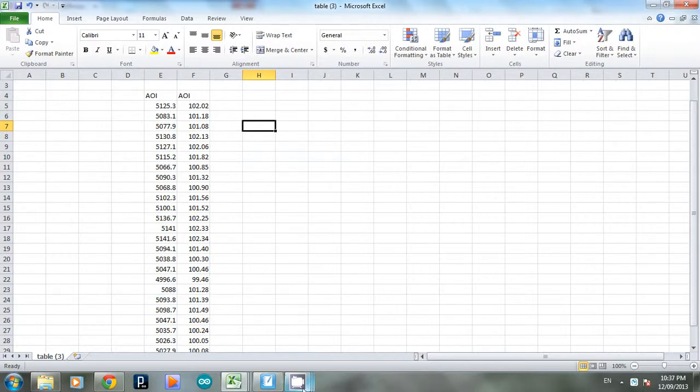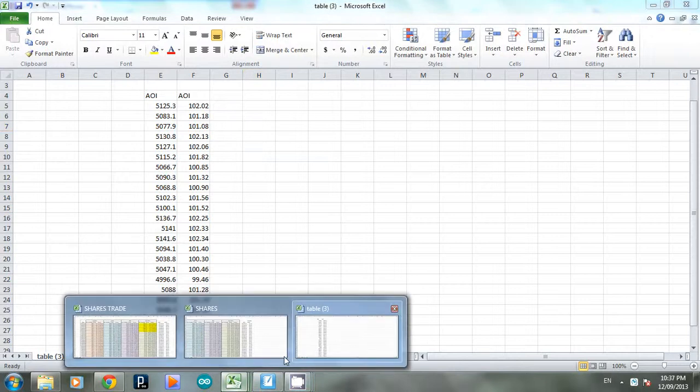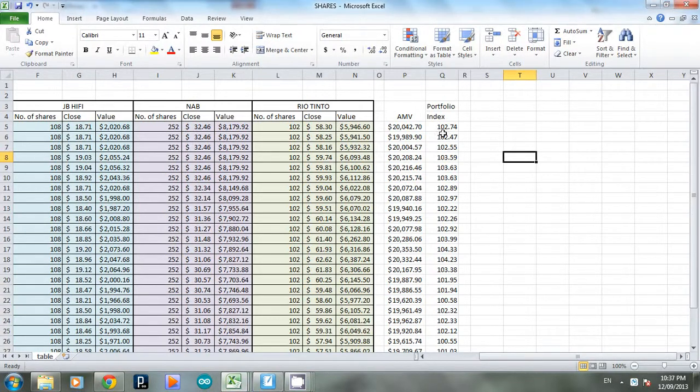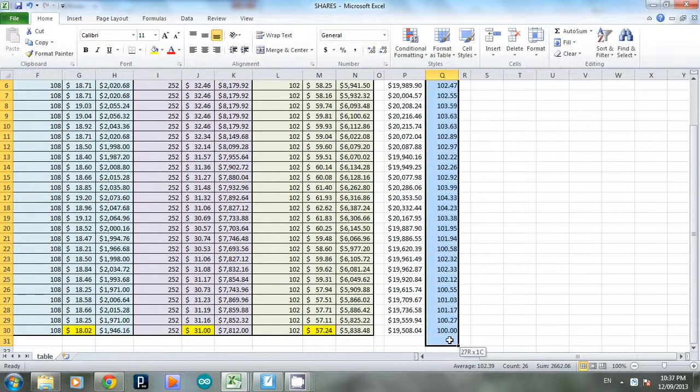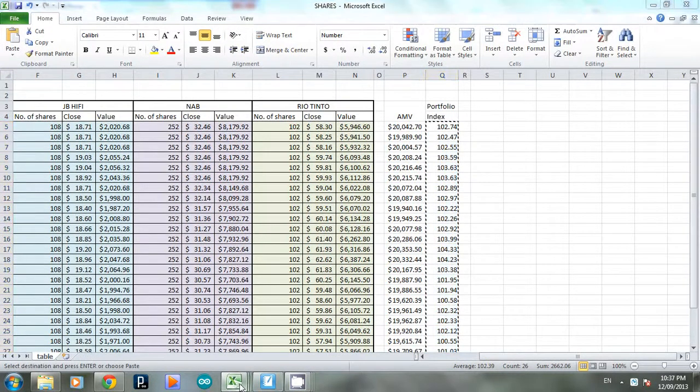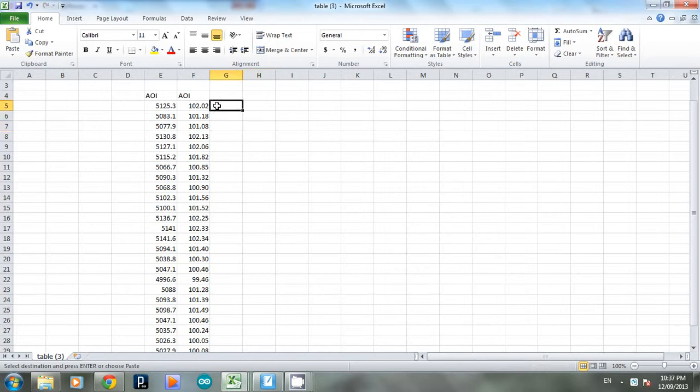Next to that, I want to put the indices for the other two things. So I want the indices for the hold scenario and the indices for the trade one. So this is my index for the hold scenario. I'm going to highlight that bad boy. Right click and go copy. Go back to this spreadsheet and paste it next door.